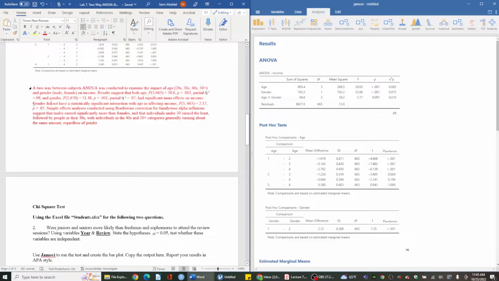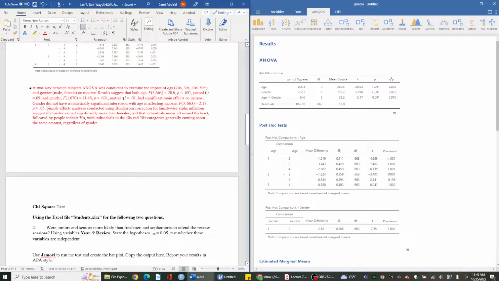And then we can say gender did not have a statistically significant interaction with age in affecting income. And then we can still give that formula here just to show the reader this was not significant. The interaction term was not significant.